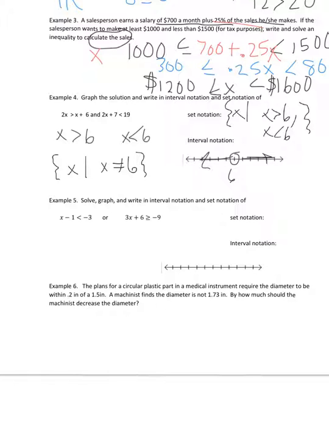And then my interval notation is going to be two parts. So my interval notation is, we're going from negative infinity to 6, not including 6, and then we're also going from 6 to infinity.